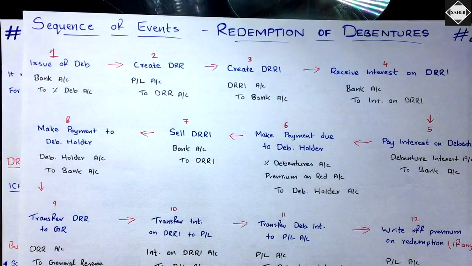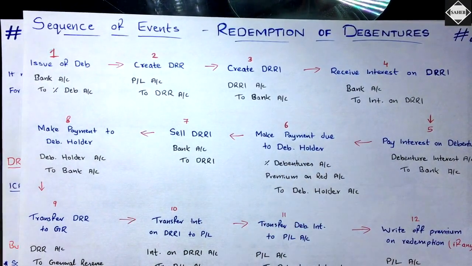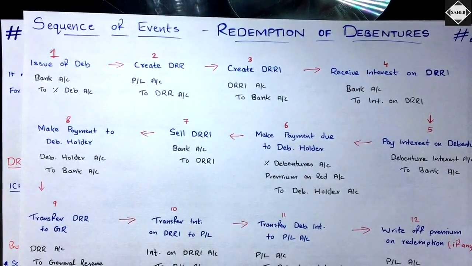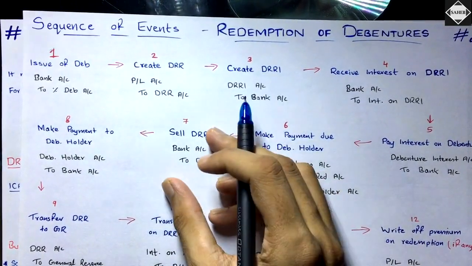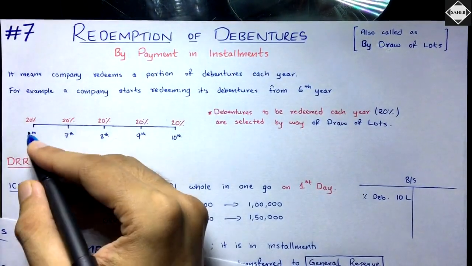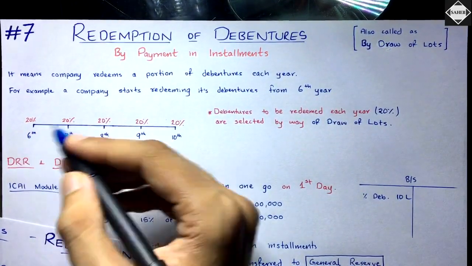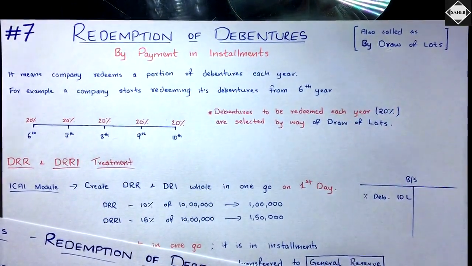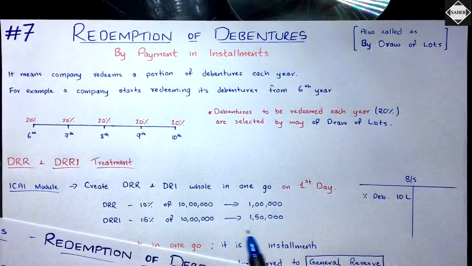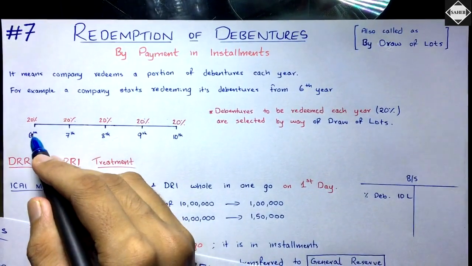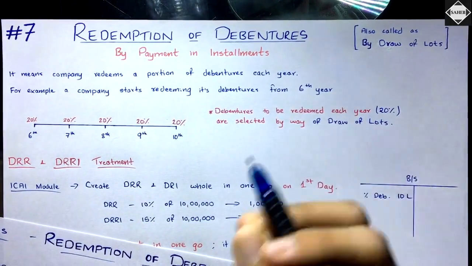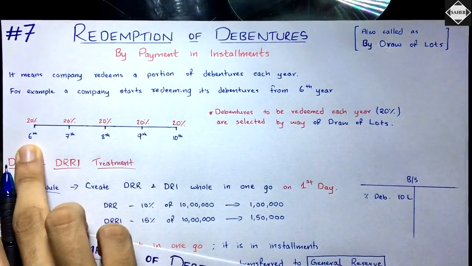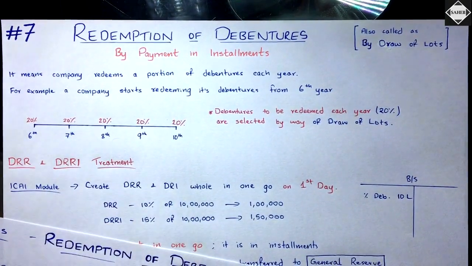So tell me, if 2 lakh is paid in the 6th year, is it not logical to sell the investment proportionate to 2 lakh? It's illogical to sell the entire DRI, isn't it? Because only 20% redemption is happening in the 6th year. In the future, in the 7th, 8th, 9th, 10th year, we have debentures and we have to redeem them. So you can't sell the entire 1,50,000 investment in the 6th year. You have to sell the debenture redemption reserve investment only proportionate to the debentures you have redeemed in this year. Now, how you are going to do that is very simple.